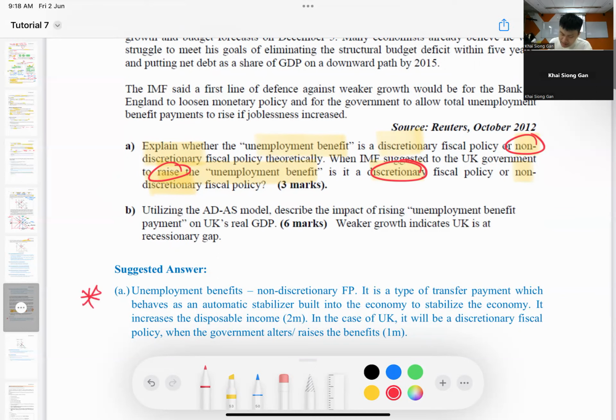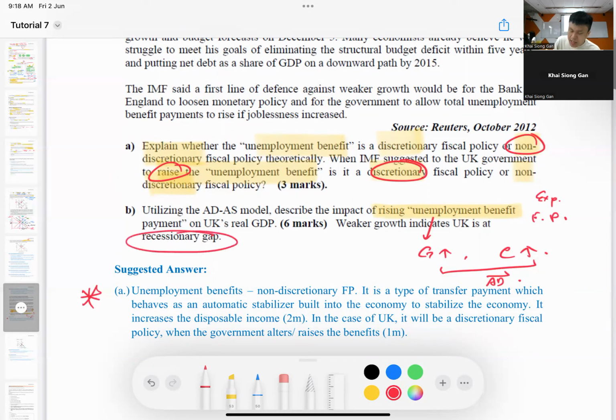Using the AD-AS model, describe the impact of rising unemployment benefit payments on the UK's real GDP. Raising unemployment benefits is about increasing government spending, and this will also result in increasing consumption. These two will result in a shift in the aggregate demand curve. The aggregate demand curve shifts rightwards as this is part of expansionary fiscal policy. And remember the assumption: weaker growth indicates the UK is at a recessionary gap. So we start with a recessionary gap. This is my assumption.